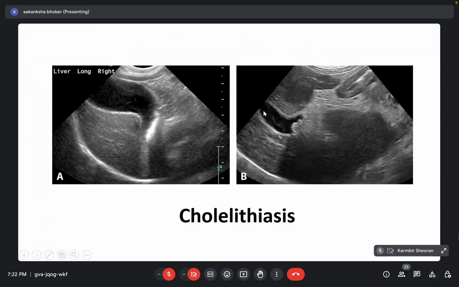hyperechoic. The sludge is not very anechoic, it is having some echogenicity. So these are coliliths.